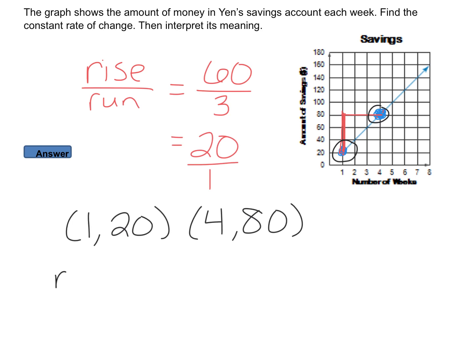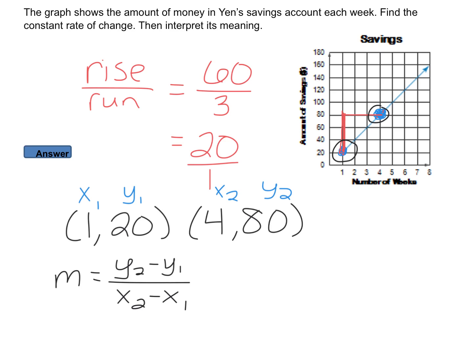Someone tell me what that formula is. M equals y2 minus y1 over x2 minus x1, equals rise over run. Let's see if we get the same thing. Should we get the same thing? Yes. Okay? So what I want you to do first is label your coordinates. What I'm going to label 1, 20 is our x1, y1. It's the x, y of our first coordinate. That's what those ones mean. Okay? So what would I label 4, 80? x2, there you go, x2, y2. Okay? Always label first so then you don't get confused when plugging them in.